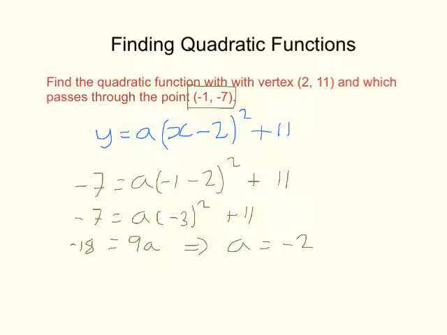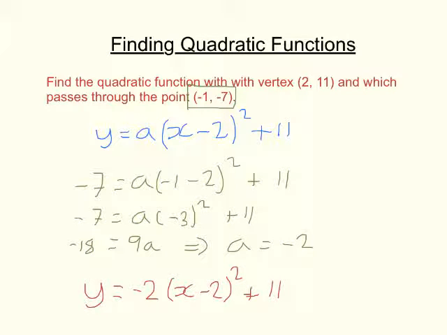So now we take this value of a and put it in here, and we get y equals minus 2 times x minus 2 squared plus 11. And if we were to think about what that graph looks like, then we have a minus 2 here, so it's going to be an N shape. We know the vertex is 2, 11, and it goes through minus 1, minus 7.